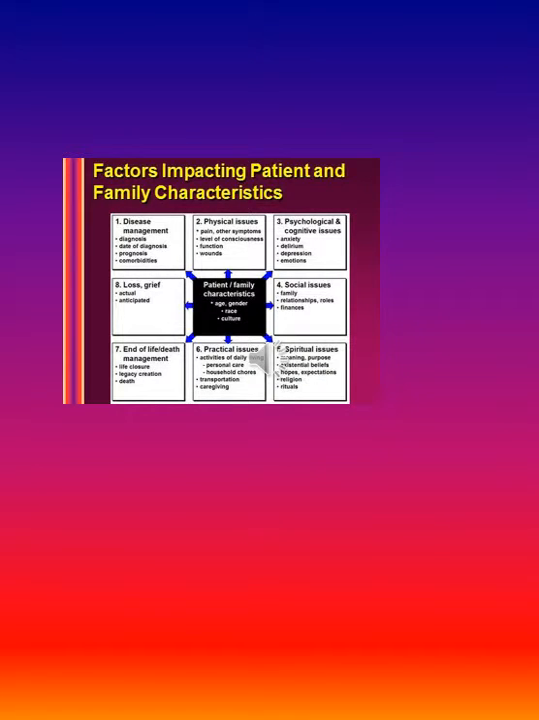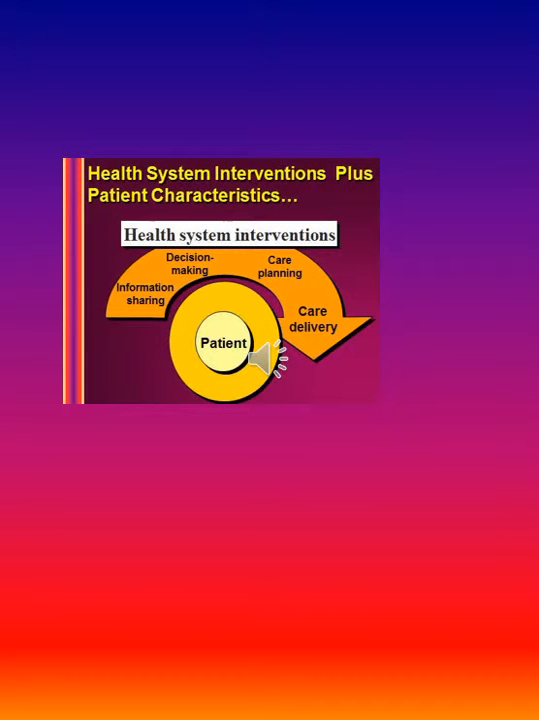One, disease management. Two, physical issues. Three, psychological issues. Four, social issues. Five, spiritual issues. Six, practical issues. Seven, end of life. Eight, loss and grief. Health system interventions plus patient characteristics.